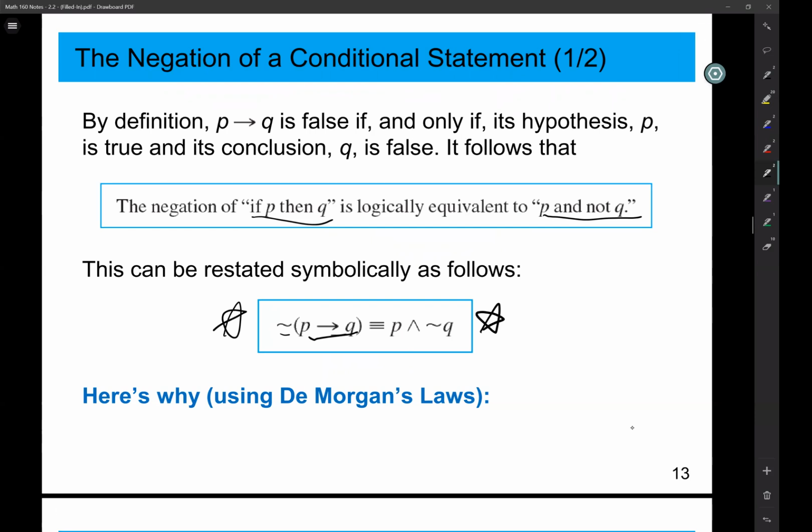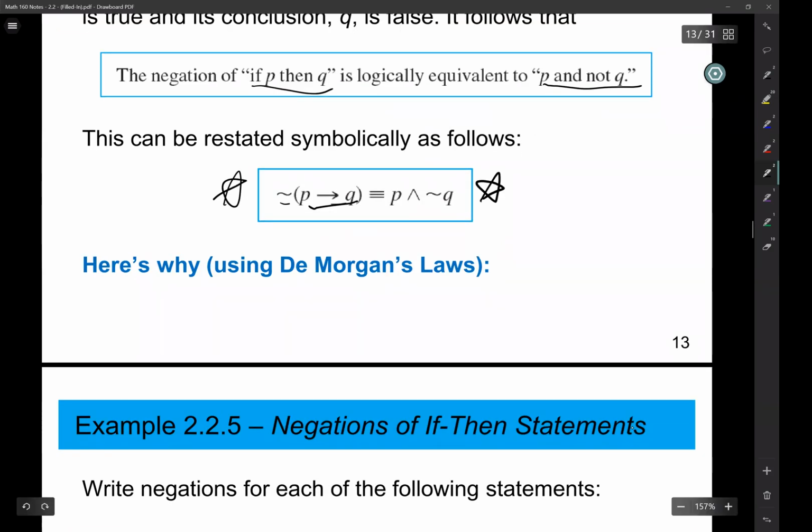Why is that? Well, let's see. Just use De Morgan's law. The negation of P implies Q: rewrite P implies Q as not P or Q. That's the big idea that we just had in the last slide. So this is the definition of the conditional.